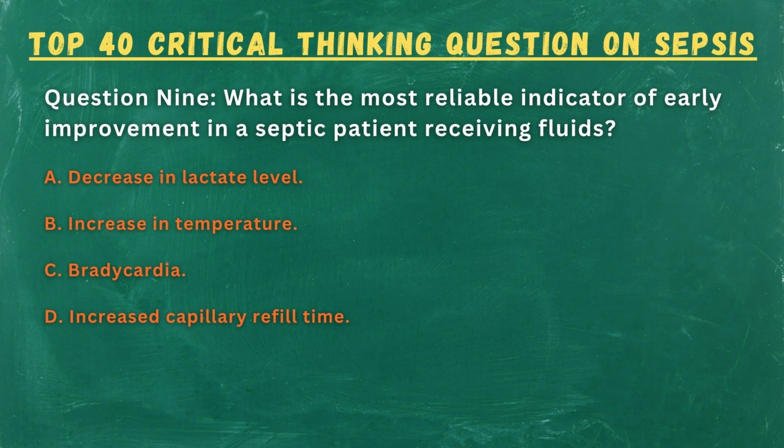Question 9. What is the most reliable indicator of early improvement in a septic patient receiving fluids? A. Decrease in lactate level. B. Increase in temperature. C. Bradycardia. D. Increased capillary refill time. Answer: A. Decrease in lactate level.